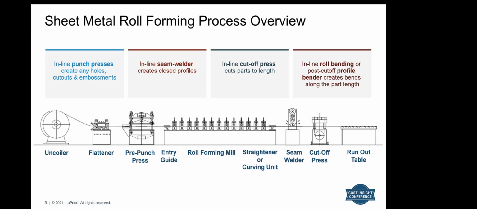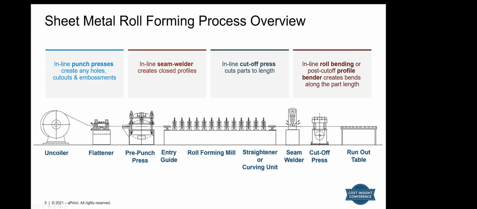Now, moving along, if the desired cross-section is closed, that can be achieved by using one of several seam welding processes in line to fuse the 2 open edges together. A cutoff press is used to cut the parts to length. And if the part is bent along its length, as opposed to the bends that form that cross-section profile, that profile can be achieved either by roll dies within the roll forming mill, or it may require a post-cutoff bending process, such as CNC profile bending or rotary draw bending.